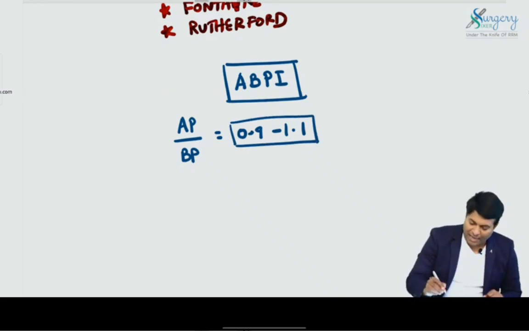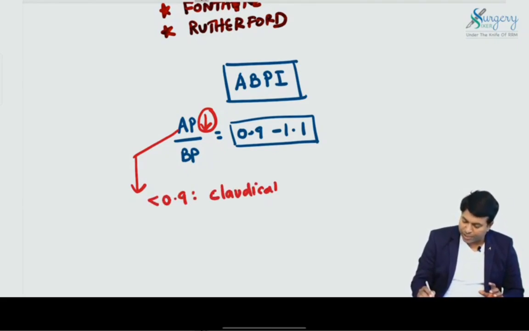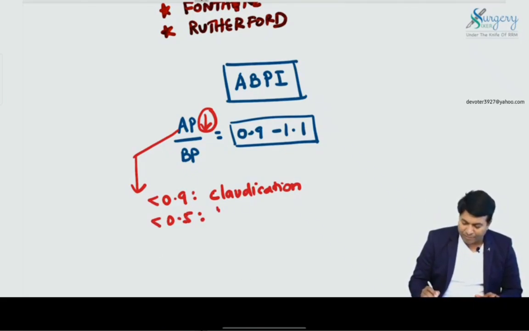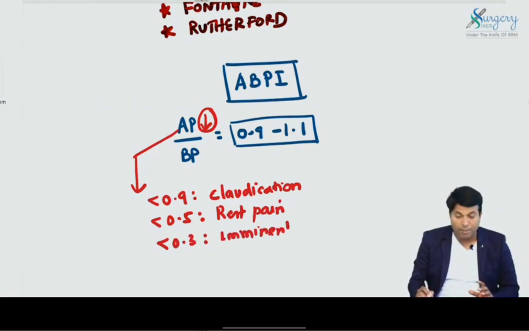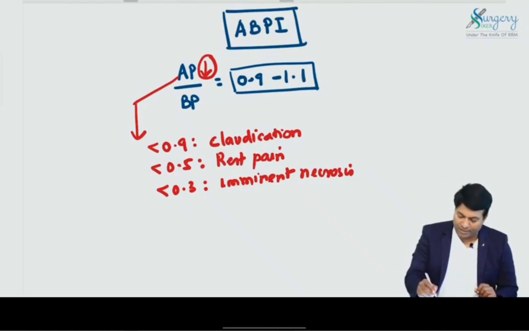If the ankle pressure is low due to occlusion, naturally the value will be less than 0.9, which means the patient is having claudication or some occlusion. If it is less than 0.5, he will have rest pain. And if it is less than 0.3, it is imminent necrosis. The limb is gone or about to be gone, and immediately we have to intervene. So less than 0.9 is claudication pain, less than 0.5 is rest pain, less than 0.3 is imminent necrosis.